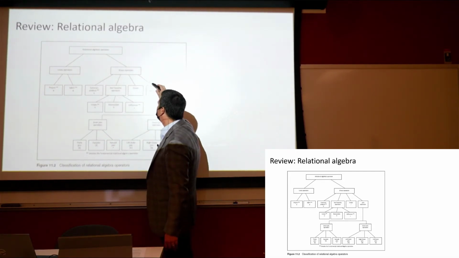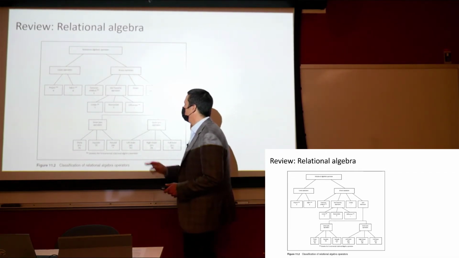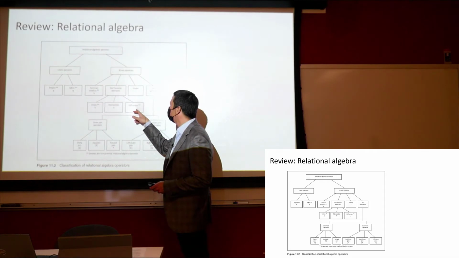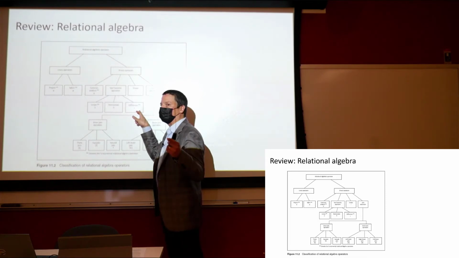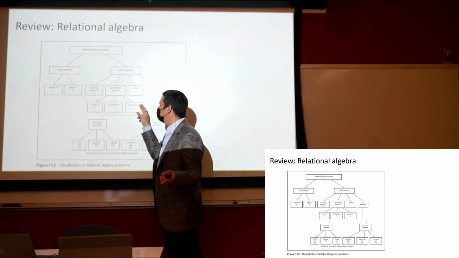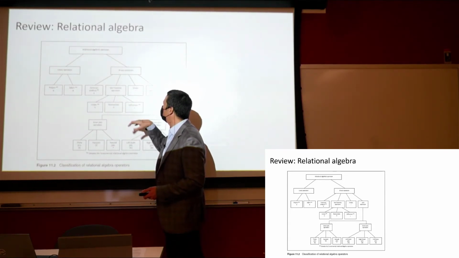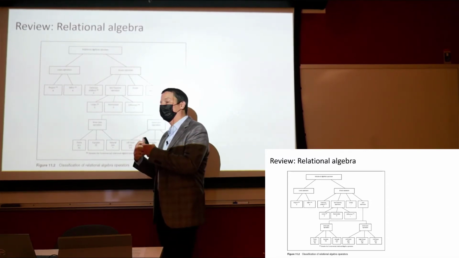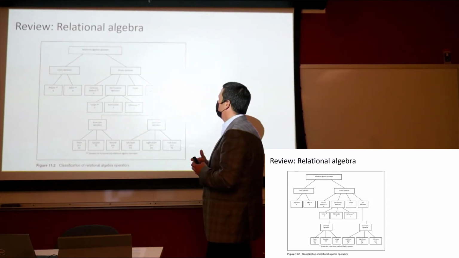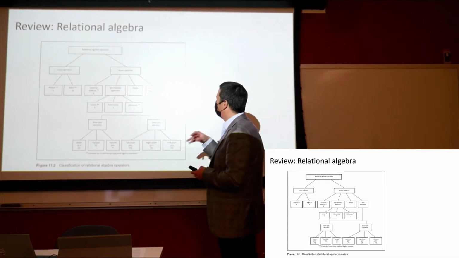Then we have a whole bunch of binary operators, including our 3 set theory operators of union, intersection, and difference. And in order to use any of our set theory operators, we have to be union compatible, meaning the 2 relations that you're interacting with have the same number of attributes and the pairs of attributes are in the same domain. We also talked about a Cartesian product, which is every possible combination of tuples from the 2 relations that we are interacting with.